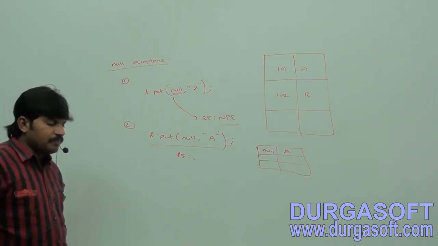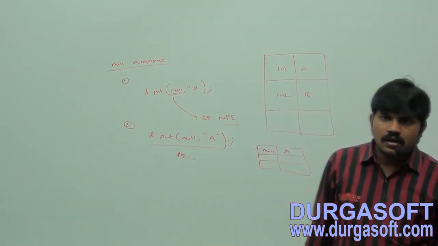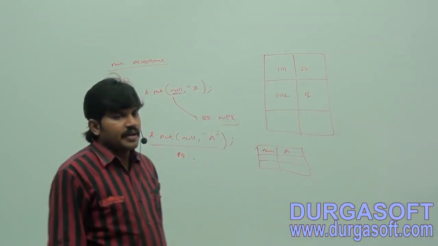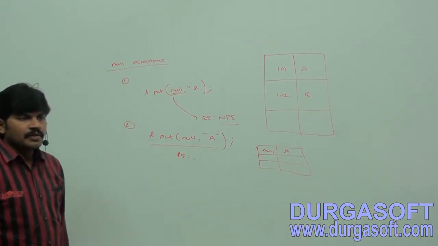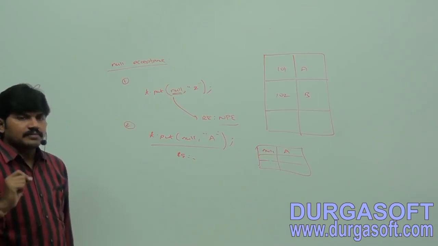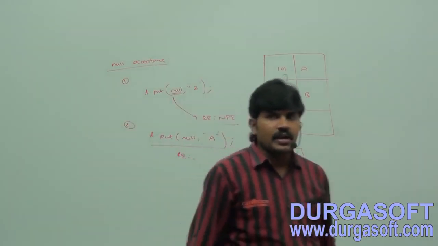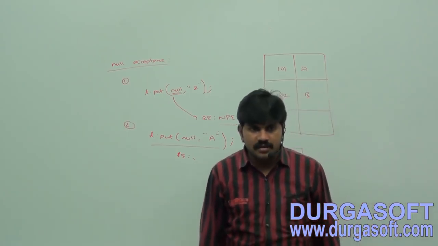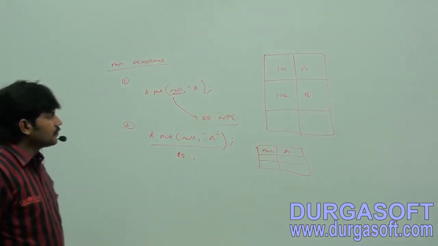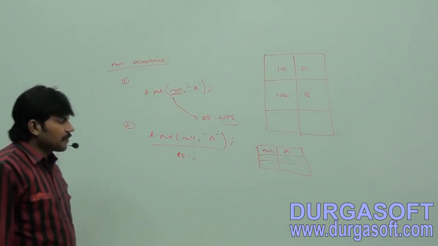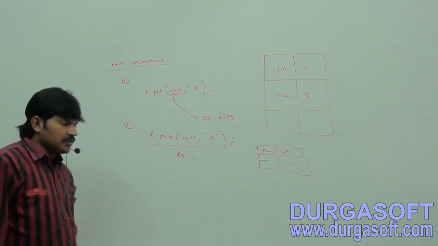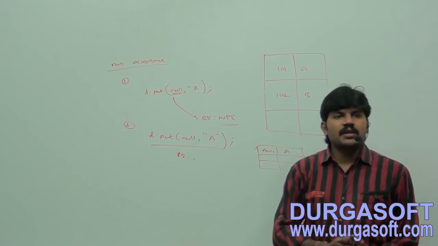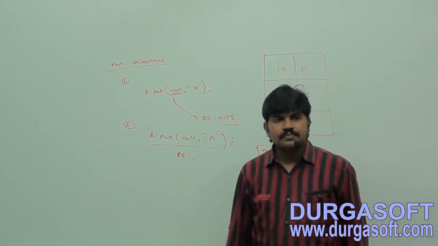For a non-empty TreeMap, if we are trying to insert an entry with a null key, then we will get a runtime exception saying NullPointerException. Okay, that's the first one.